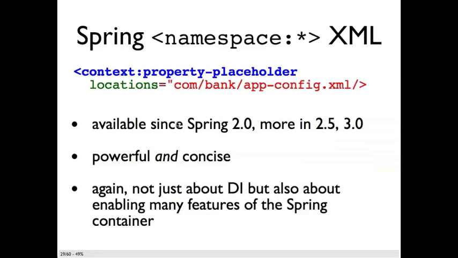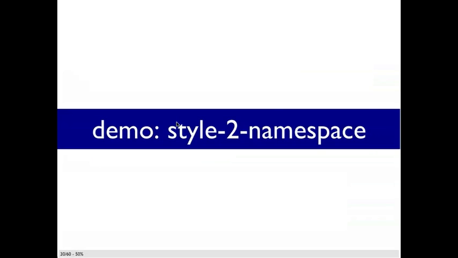This idea of additional namespaces for Spring came along in 2.0, and we've been adding to them ever since in 2.5 and 3. The nice thing is that they have a lot of power, but they're also really concise. So you don't see this kind of sprawling XML problem happen when you put these to use. And with many of these namespace elements, many of them are not about dependency injection, but rather they're about switching on or configuring higher level features of the Spring container, again, like transaction management. And we'll see some of those as we go forward.